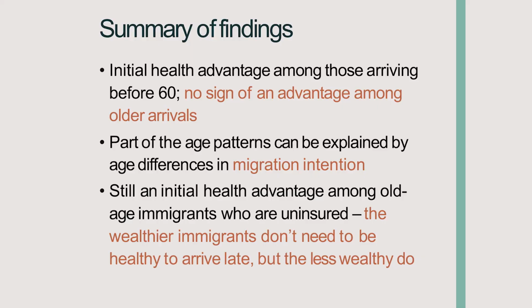I didn't find sign of an advantage among older arrivals. Part of the age patterns seem to be explained by age differences in migration intention. I still found an initial health advantage among old age immigrants who are uninsured. And I think this implies that the wealthier immigrants who are sure that they're going to be able to purchase insurance when they come here don't need to be healthy, but the less wealthy immigrants who know that they won't have access to free health care are selected on health. Thank you.